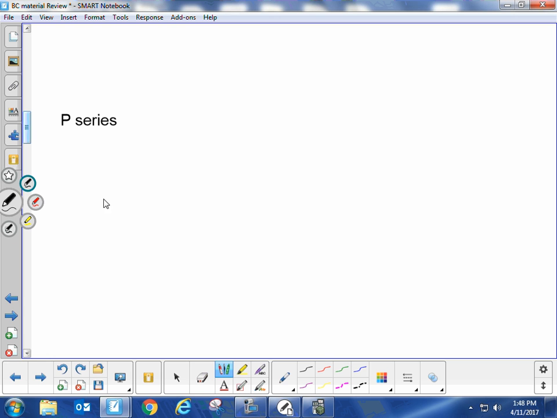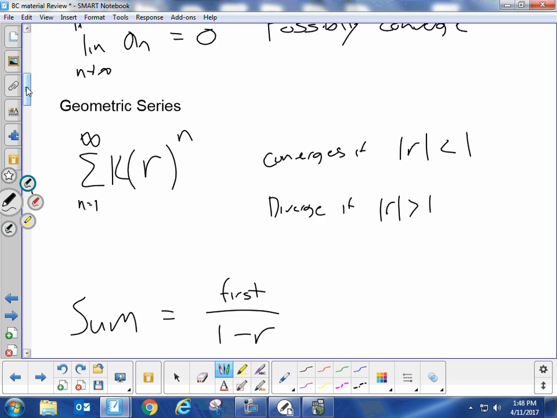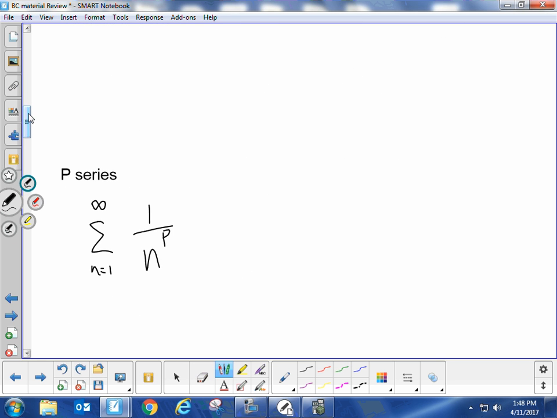A p-series. P-series typically look like this. Usually it starts from 1. It's 1 over n to the p. This was r to the n. Here n is in the base and p is the power. This would converge when p is greater than 1. This is going to diverge if p is less than 1 or equal to 1.